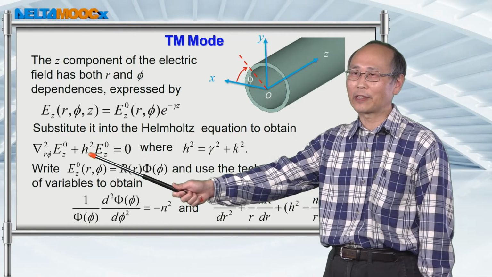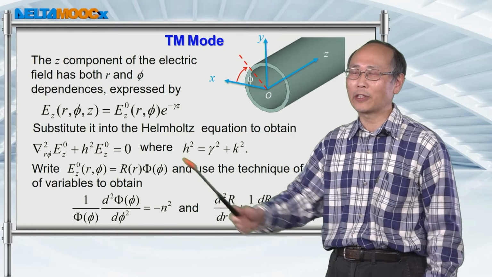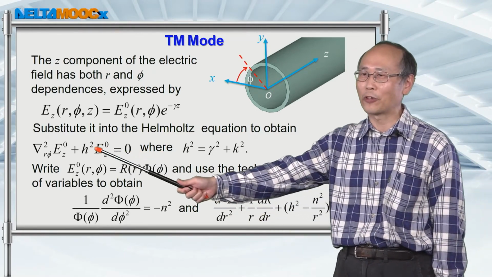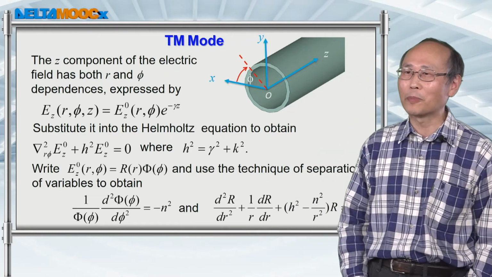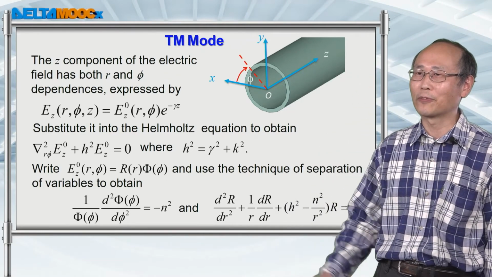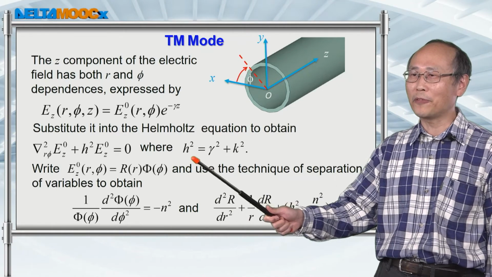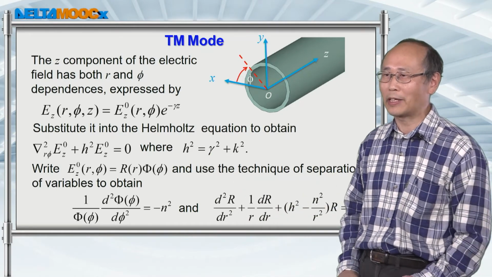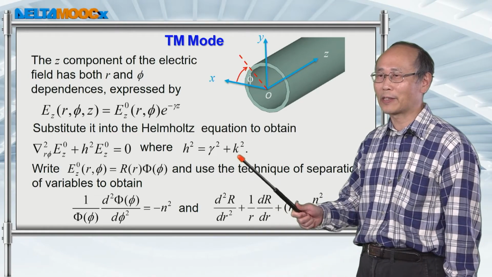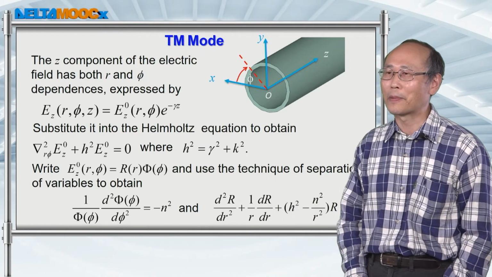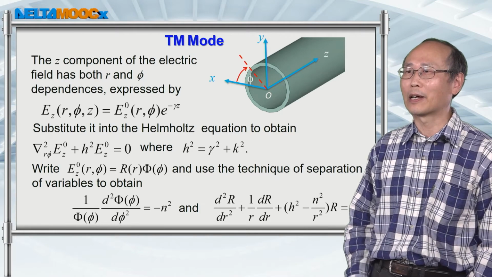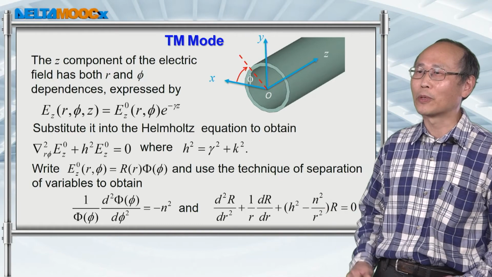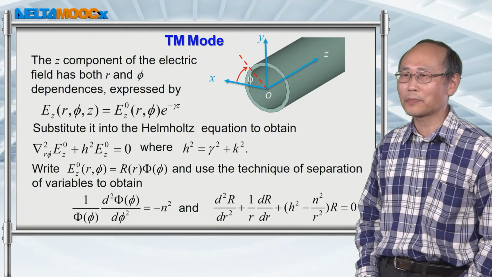And don't forget that in this Helmholtz equation, h is the eigenvalue which is going to give you the cutoff frequency of the waveguide. Very similar to the discussion we have for the rectangular waveguide. Specifically, h squared is going to be equal to gamma squared plus k squared. And don't forget that k is the angular frequency, multiplying with the square root of mu epsilon.